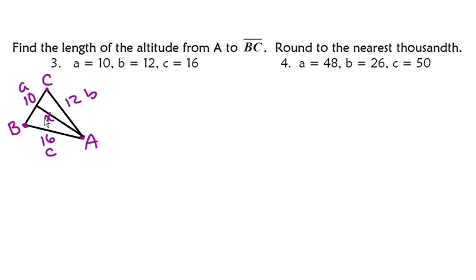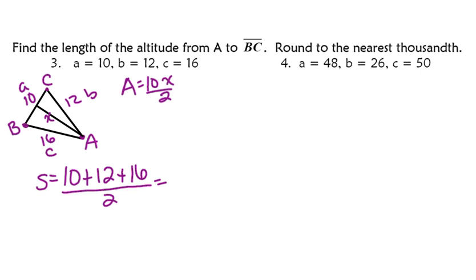In order to find this, if that's my height and that's my base, I need to know what the area of that triangle is. So I take my base 10, multiply it by my height, and divide by 2. I can figure out what x is if I know what the area of the triangle is. And since I know all 3 sides of the triangle, I can find the area. First I need to find S, so I take 10 plus 12 plus 16 and divide that by 2, and I get 19. Then I plug it into Heron's formula.